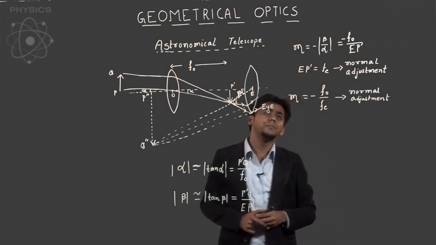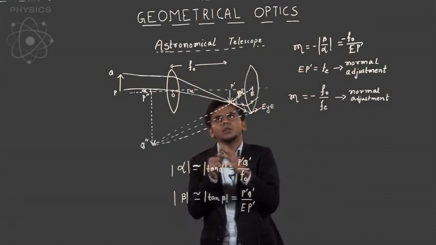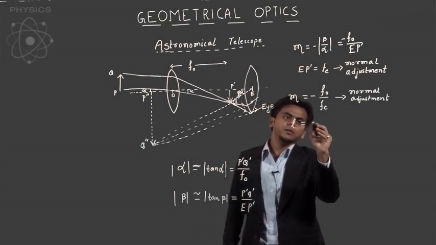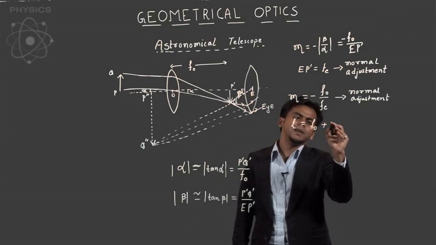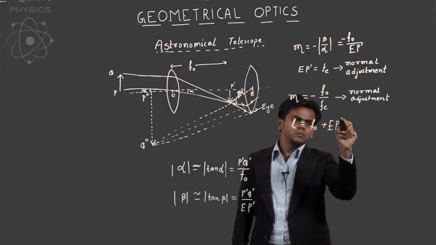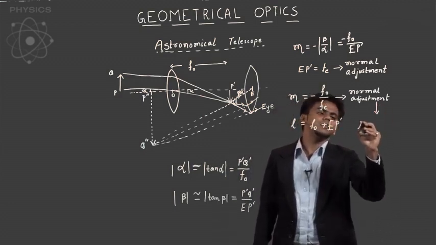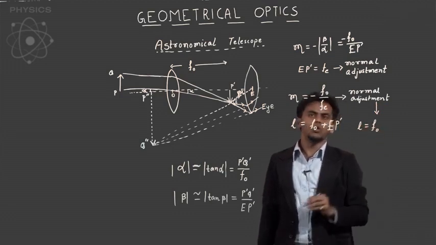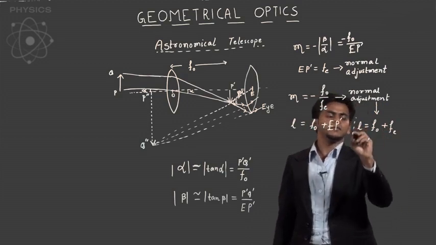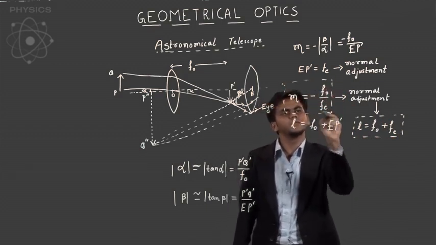In such a scenario, your EP dash plus FO is the length. Actually, it is always the length of the tube. Length of the tube is equal to FO plus EP dash. And for the case of normal adjustment, the length of the tube becomes FO plus FE, since EP dash is equal to FE. This is the length of the tube and magnification for your normal adjustment.